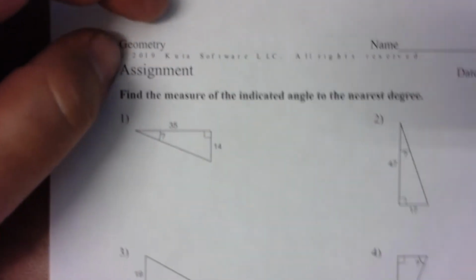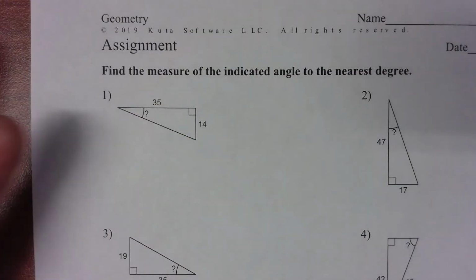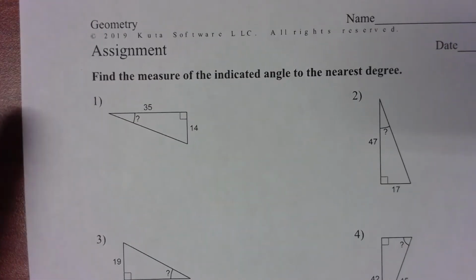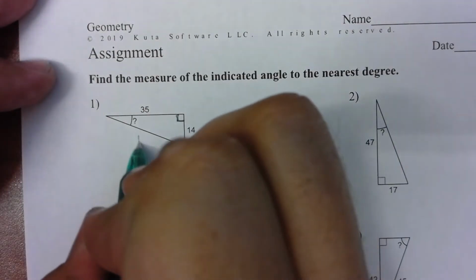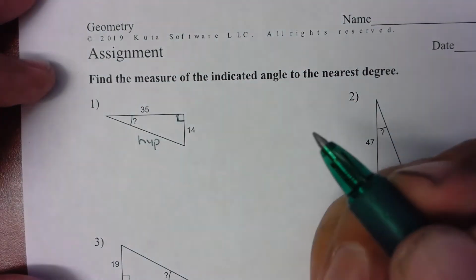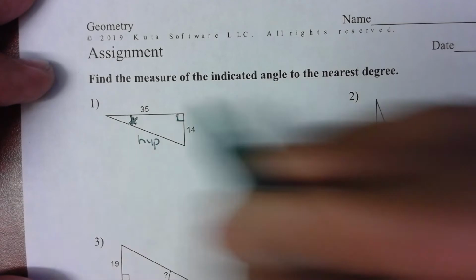The question mark is my angle. So you still have, everything's still going. You still have three sides: opposite, adjacent, and hypotenuse. This is my right angle, so this is my hypotenuse. This is the angle I'm looking for. Change the question mark to an X.